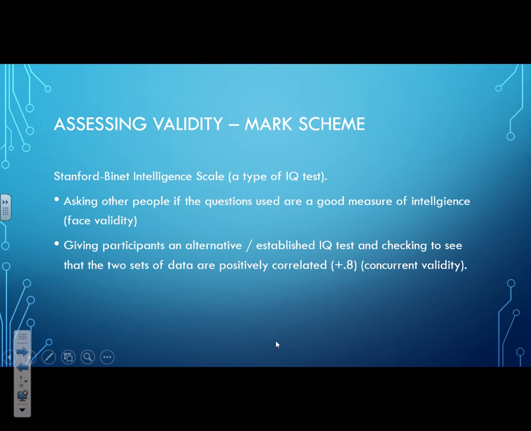Okay, and so this is an example using the mark scheme of the way you would answer an IQ test. So the two ways that you would do this, you want to decide if the Stanford-Binet intelligence scale, which is a type of IQ test, has validity. You would either ask people if the questions used are a good measure of intelligence, which is an example of face validity, or you'd give participants an alternative established IQ test and check to see whether those two data sets positively correlate, with a correlation of plus 0.8, and that's concurrent validity, exactly as we've discussed.